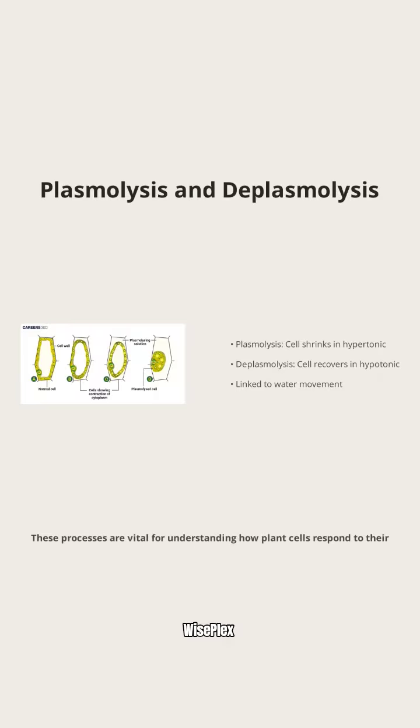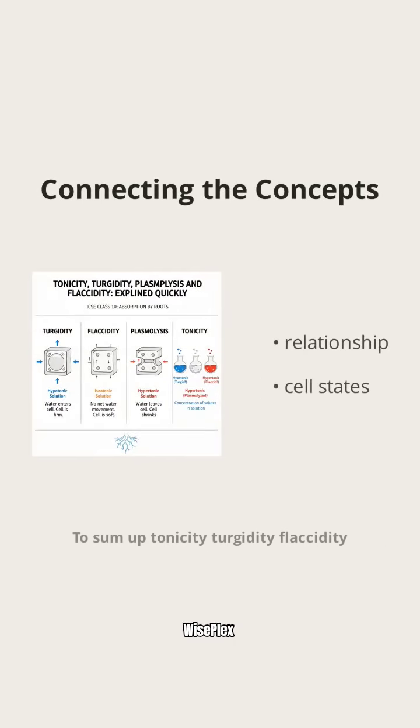These processes are vital for understanding how plant cells respond to their environment and are closely linked to the concepts of turgidity and flaccidity. To sum up: tonicity, turgidity, flaccidity, and plasmolysis are all interconnected. Tonicity determines the direction of water movement, which in turn affects whether a cell becomes turgid, flaccid, or plasmolyzed.